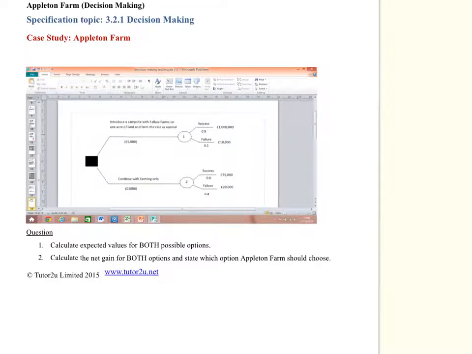Okay, so here's another decision tree that I've imported from an example using the past for students. So basically, this is based on a farm which has two decisions to make. They can either introduce a campsite with fellow farms on 1 acre of land and farm the rest as normal, or they can continue with farming only.